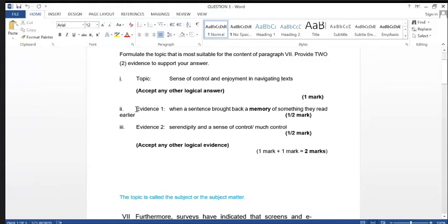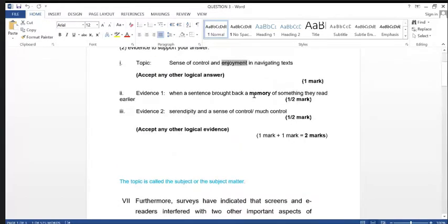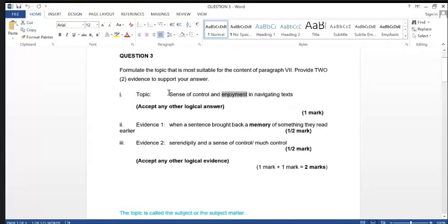okay, this is trying to support the part of enjoyment. This word that I have replaced, serendipity, yeah. Okay, so when they are able to bring back a memory of something they have read earlier, this is supporting the element of enjoyment in navigating printed text. And all right, so, and sense of control, much control. They also like to have as much control. All right, this is taken to support this part, sense of control.